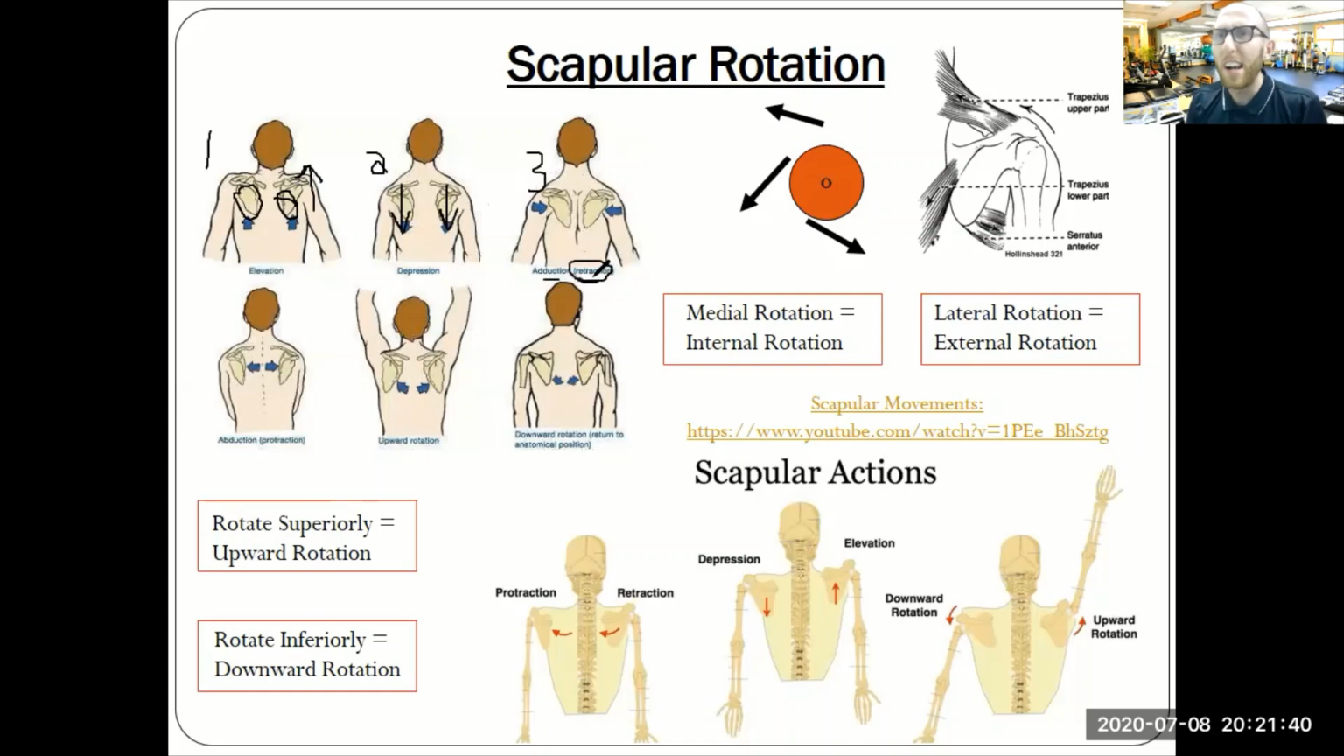The next one, number 3, they say adduction. We're going to go retraction. You see retraction so much more than adduction of the scapula. So scapular retraction is pinching your shoulder blades together. The scapula are coming in this way, and they're brought together for scapular retraction. Opposite of retraction is protraction. Protraction is coming out to the side here.